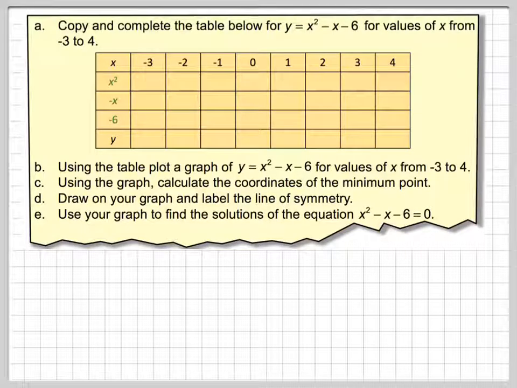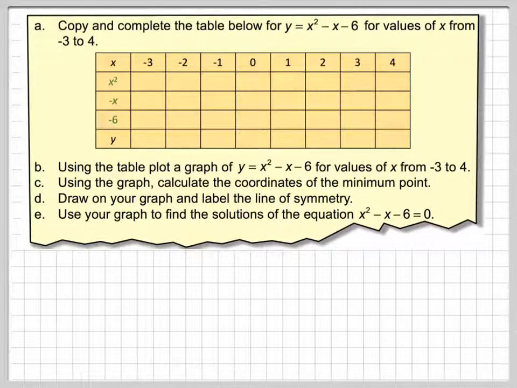Hi, one of the most important things that you need to be able to do is to plot a quadratic such as y is equal to x squared minus x minus 6. So in this video we're going to learn how to plot a simple quadratic and find the coordinates of the minimum point from the graph, and then draw on and label a line of symmetry and find the solutions of the quadratic when it's equal to 0.